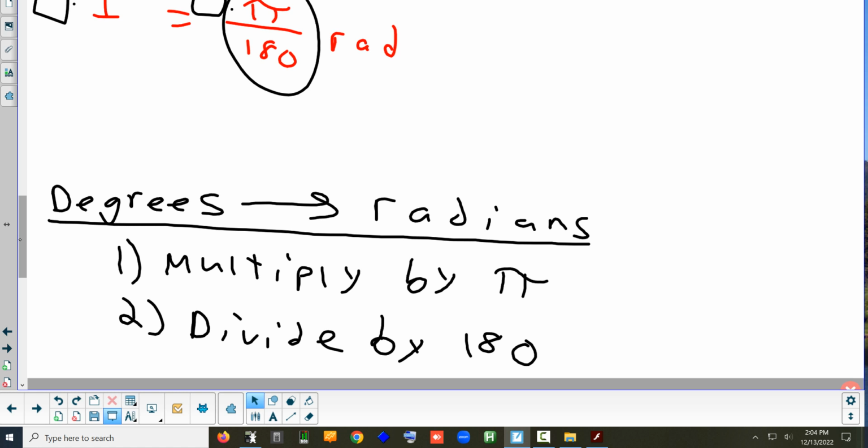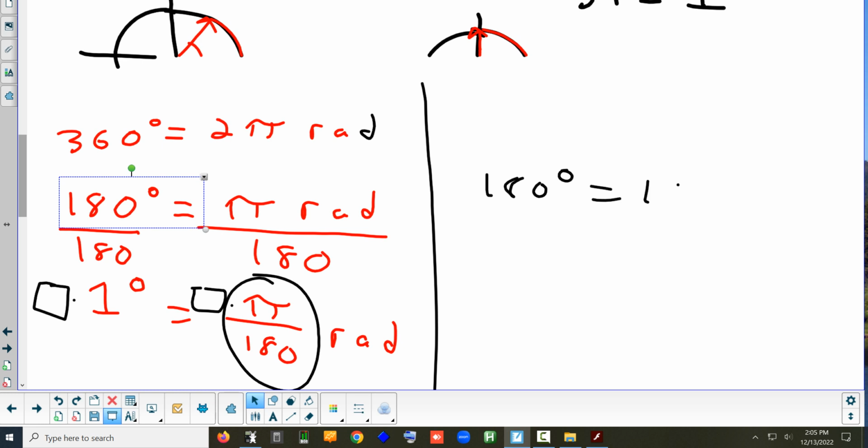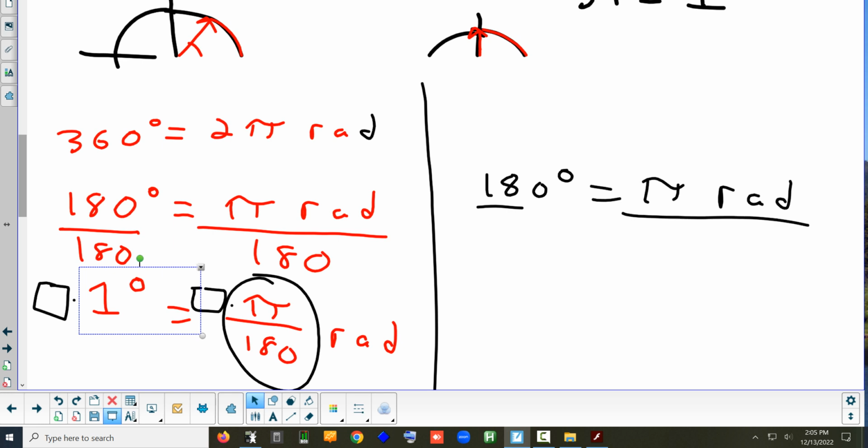What we want to see is, can we get a similar kind of pattern from radians to degrees? Is there something simple we can do? So let's go back to what we had right here. 180 degrees equals pi radians. And now, instead of getting a 1 on the left side, I want to get a 1 on the right side. What could I divide each side by to get a 1 on the right?